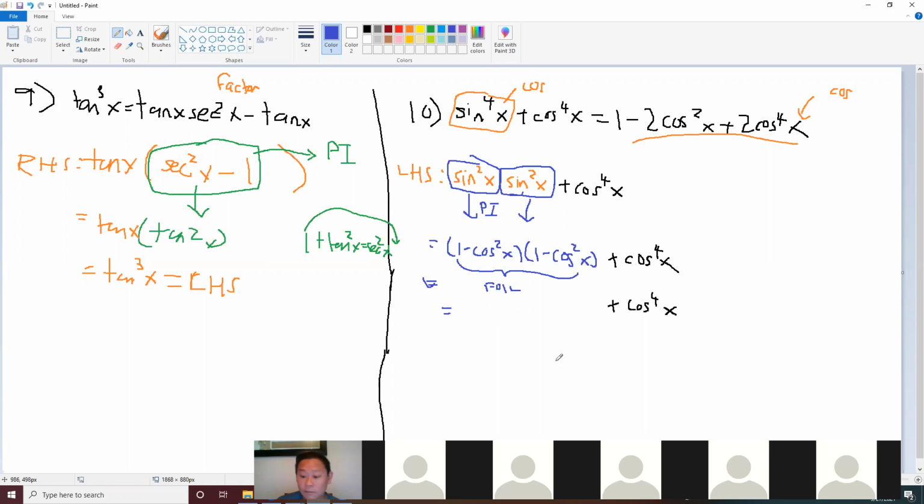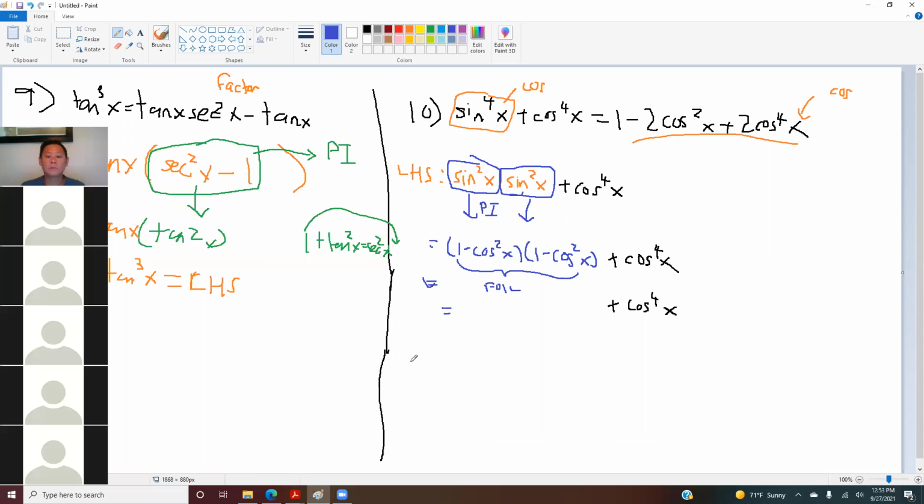So make sure you know how to FOIL. It is 1 minus what? 2 cosine square x, because you got 1 negative cosine square x and you also got another negative cosine square x. You got 2, and then you plus cosine 4x, because 2 negatives become positive. Cosine square times cosine square is cosine 4.